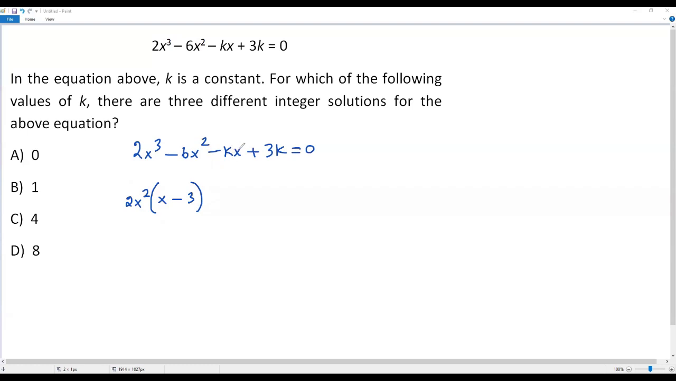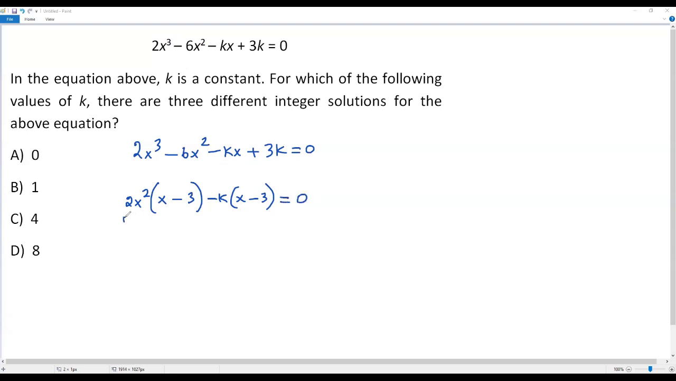And the greatest common divisor for the last two terms is k. But here, this term has a negative sign, so we can factor negative k out. Then I get x minus 3 inside the parenthesis. Okay, now let's verify the factoring we have done. When I distribute negative k to x, I get negative kx. When I distribute negative k to negative 3, negative times negative becomes positive, k times 3 is 3k. And we can write 0 on the right side.